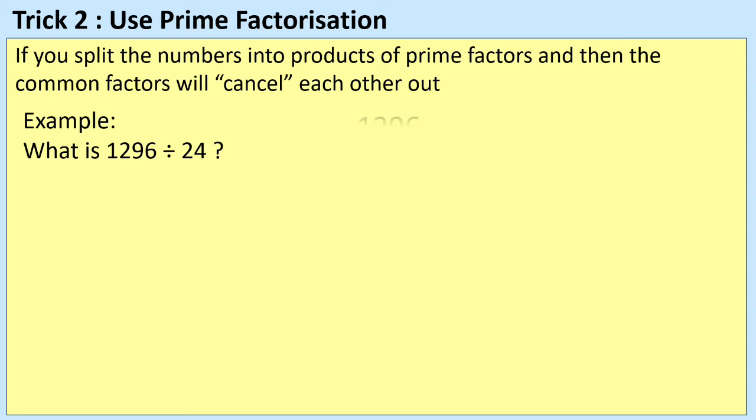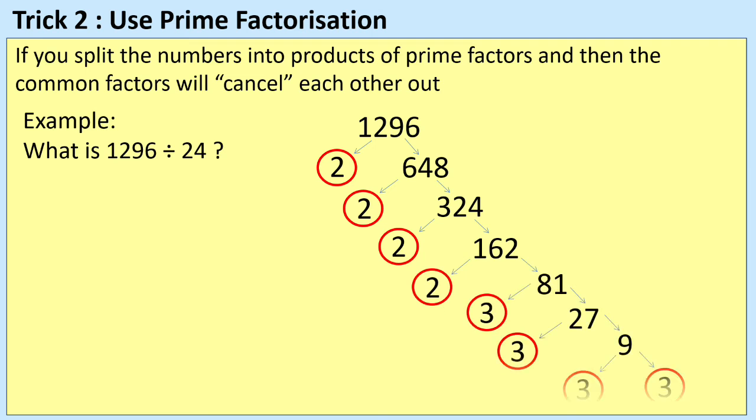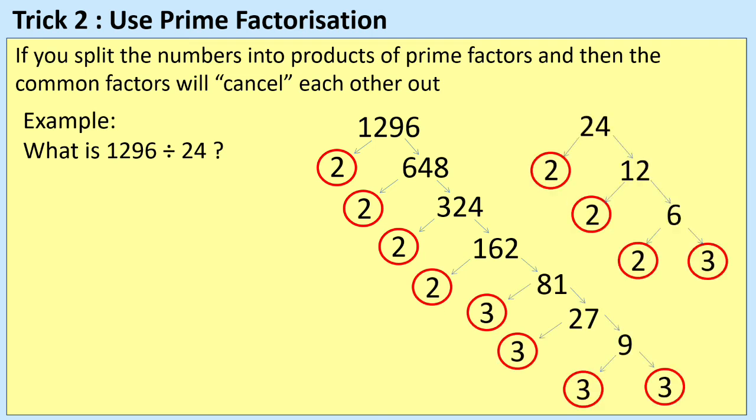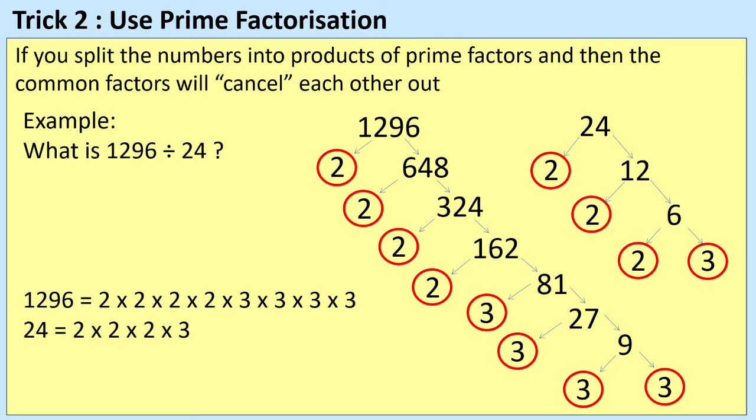So 1296 is a bit of a beast, which looks like this, and 24 is a little bit better, which looks like this. And then it's the numbers in the red circles, which essentially are our prime factors, and they're going to form our product of prime factors. Okay, so 1296 can be written as a product of prime factors like this: 2 times 2 times 2 times 2 times 3 times 3 times 3 times 3. 24 can be written as 2 times 2 times 2 times 3.